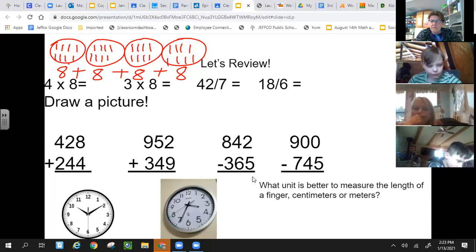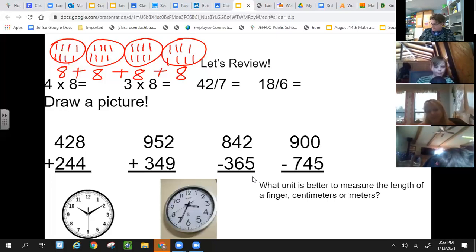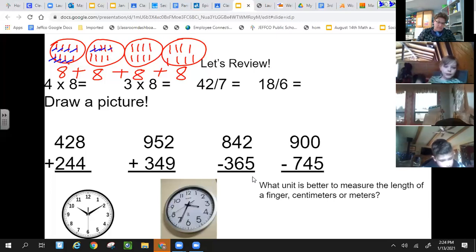Because 4 groups of 8 equals 32, because I counted all the tallies in the circles. And that's what you got? Mm-hmm. All right, let's double check her work. Let's count. 1, 2, 3, 4, 5, 6, 7, 8, 9, 10, 11, 12, 13, 14, 15, 16, 17, 18, 19, 20, 21, 22, 23, 24, 25, 26, 27, 28, 29, 30, 31, 32.